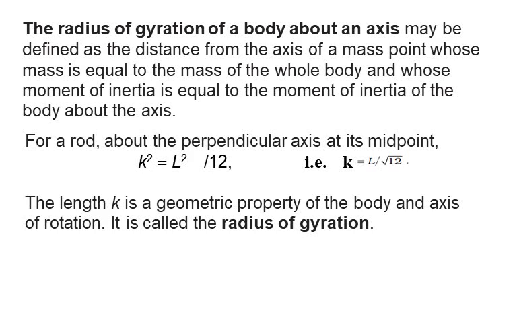For example, for a rod about the perpendicular axis at its midpoint, k square will be equal to L square by 12. So k will be equal to L upon under root 12. Similarly, by knowing the value of moment of inertia from the table, you can find out the radius of gyration.